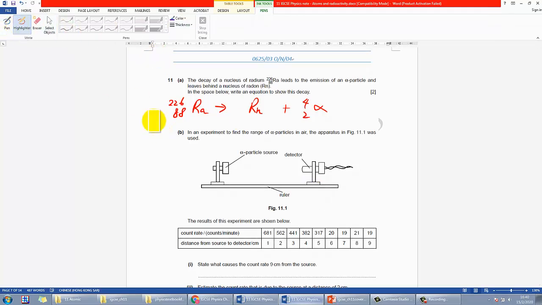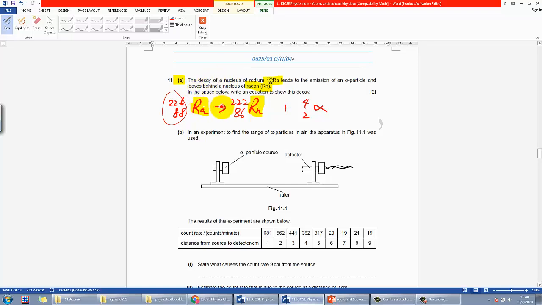Okay, so here's the answer. For part A, it's very simple. They tell you, as I promised, they tell you the elements. So it's Ra and Rn afterwards. What you have to do is simply compare the numbers. So it was 226 and 88. Just make sure you don't copy it wrong. Emitting alpha, so 4 and 2. So just calculate what remains. So 222 and 86. Okay, so that's all you have to do.